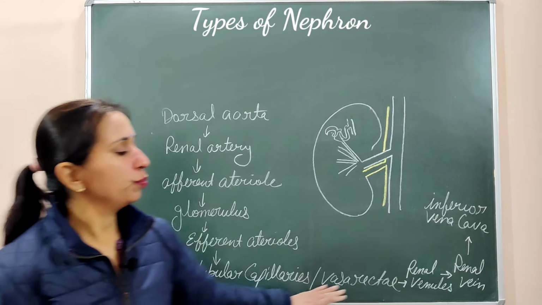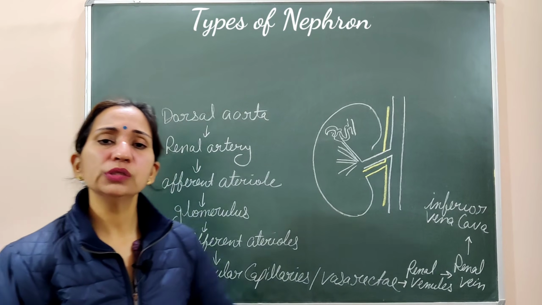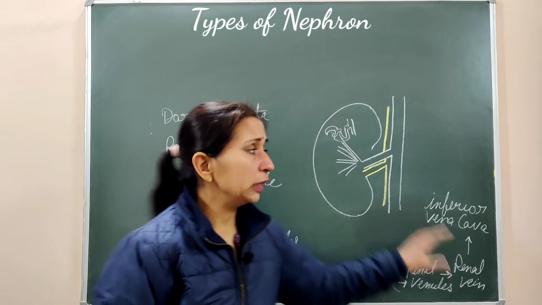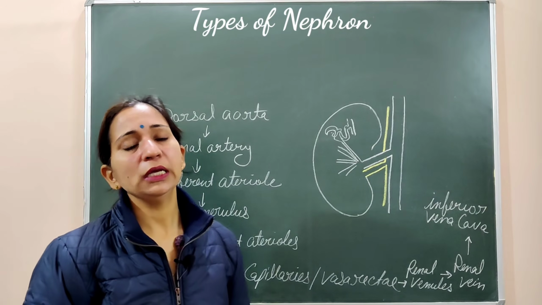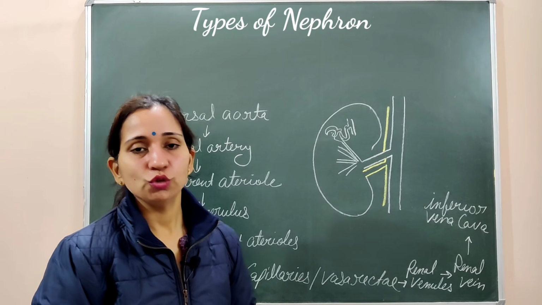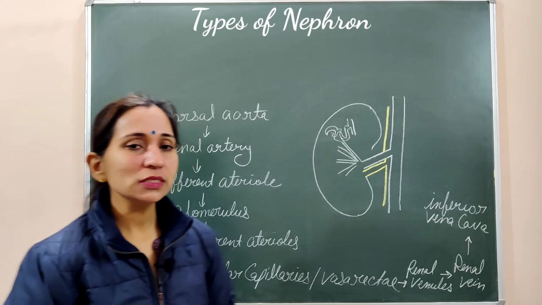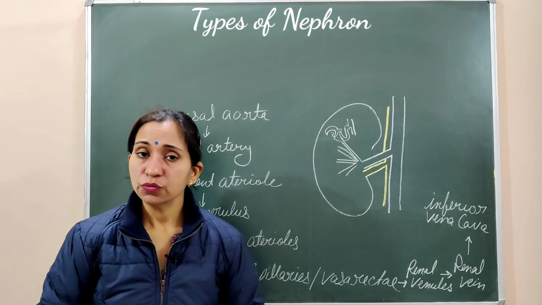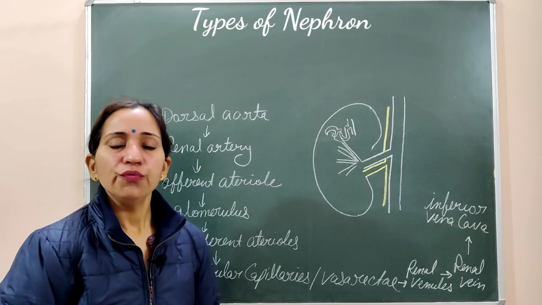Further, they will join to make the renal venules. Renal venules will join to make the renal vein, and the renal vein will come out from the kidney and drain the complete blood into the inferior vena cava. So this is the complete blood supply. In the next videos, we will discuss the urine formation process.